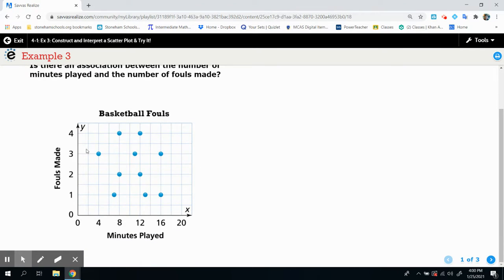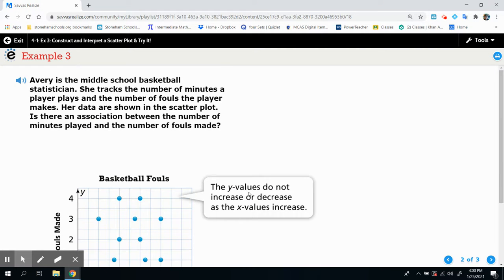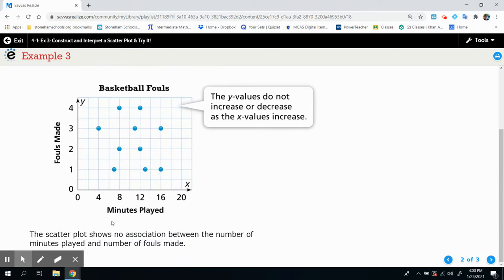Here we see basketball fouls, fouls made, and minutes played. The y values do not increase or decrease as the x values increase. The scatter plot shows no association between the number of minutes played and number of fouls made.